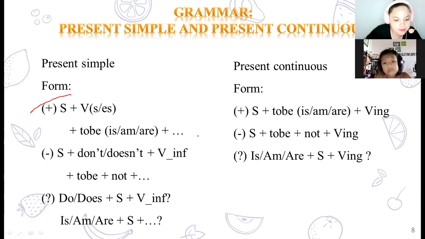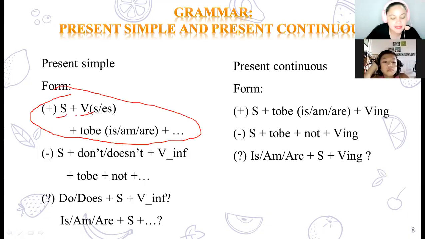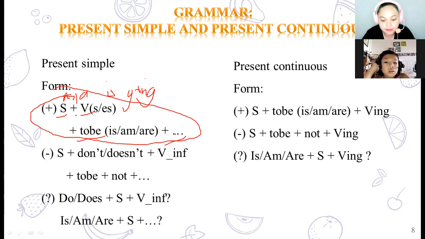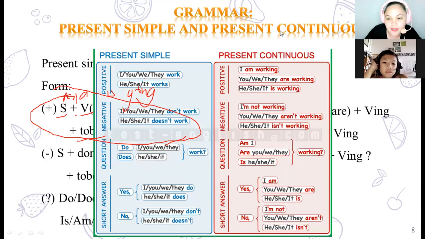So let's talk about first this one. Subject plus verb. Okay, example: Anna is going to be a doctor. Okay, something like that. Okay, how about you? Teacher is going to teach. Okay, very good. That's correct. Okay, so this is the example. So we can learn it easily.